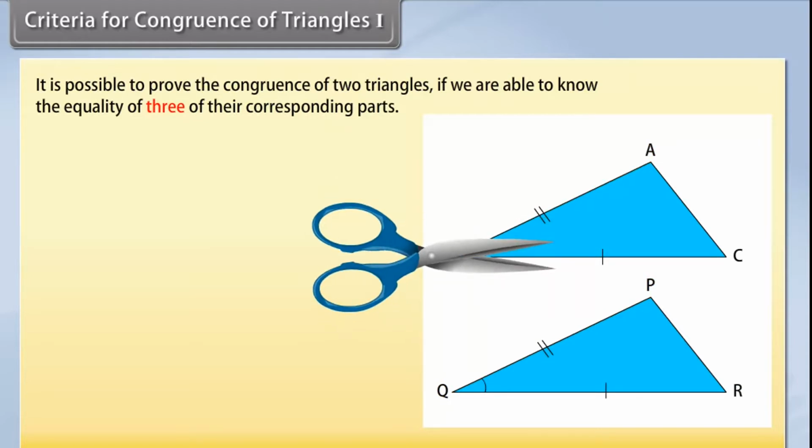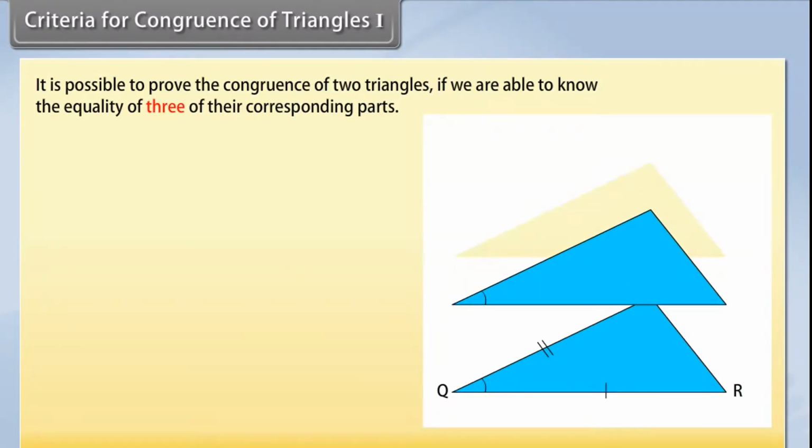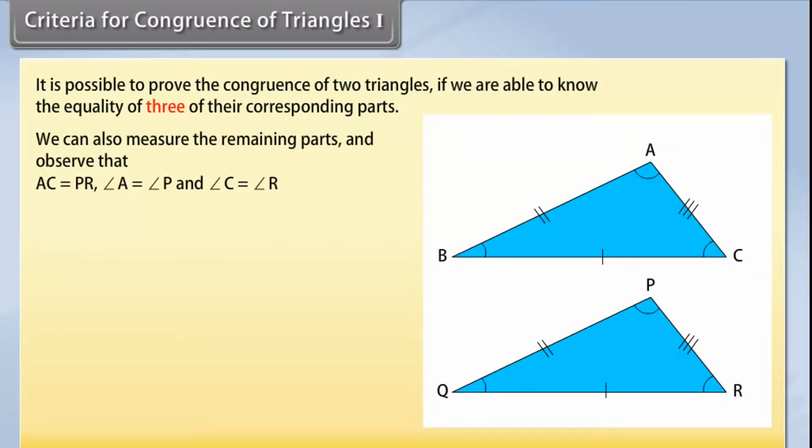If we trace or cut out triangle ABC and place it over triangle PQR, we will observe that one covers the other exactly. Thus, we may say they are congruent. Alternatively, we can also measure the remaining parts and observe that AC is equal to PR, angle A is equal to angle P, and angle C is equal to angle R, showing that triangle PQR is congruent to triangle ABC. This means that equality of these three corresponding parts result in congruent triangles. Thus we have criterion 1.